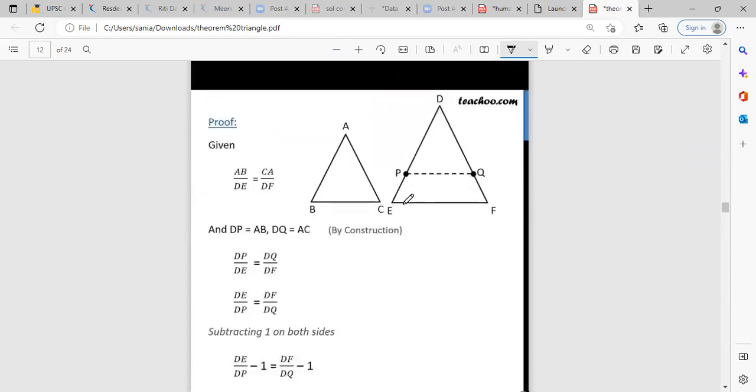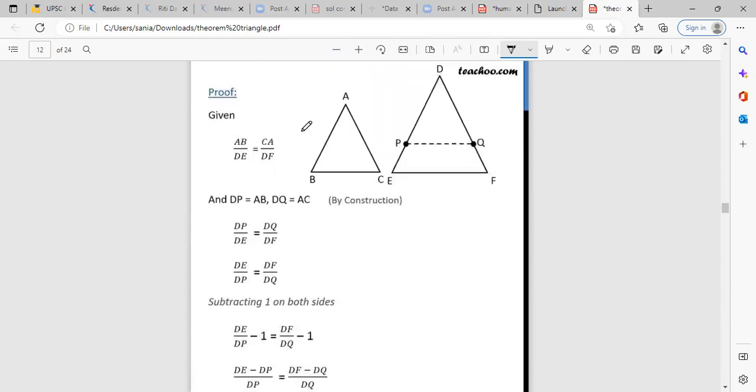This is what, now let's just prove it. Okay, so basically it is given that AB divided by DE is equal to AC divided by DF. That means this DP, and by construction you know that DP is equal to AB, right? So instead of writing AB, you can write DP.